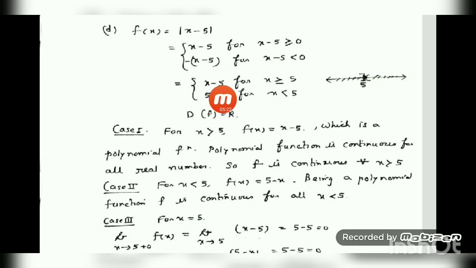So it remains as x minus 5 for x greater than or equal to 5. If I bring it to both sides, I have just added 5 to the inequality. So it is greater than or equal to 5. And this one is minus x plus 5, so I have written it as 5 minus x for x less than 5.